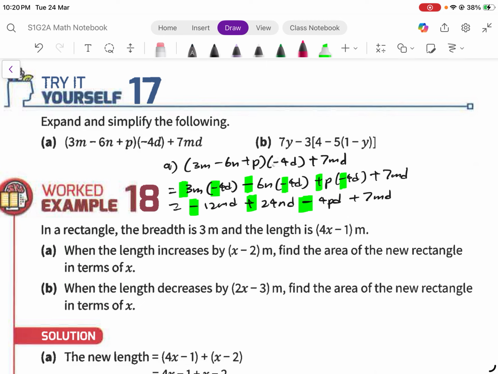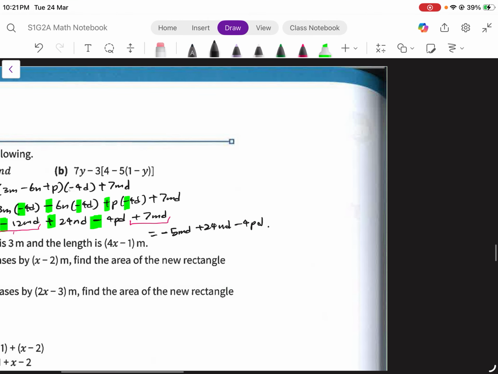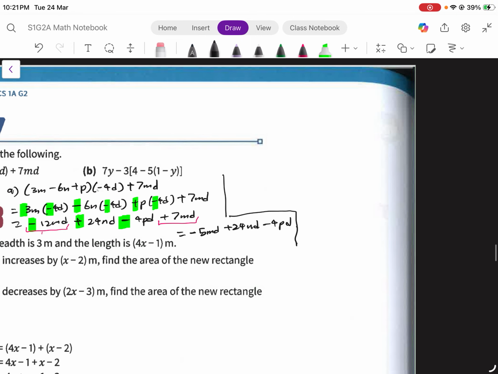Okay, so we combine the like terms. Minus 12md plus 7md, and plus 24nd, and this is pd, right? So there's only one like term, which is your md. Okay, so your final answer will be minus 12 plus 7, minus 5md plus 24nd minus 4pd. Again, all this should be done in exercise book. Please don't go and do it here.